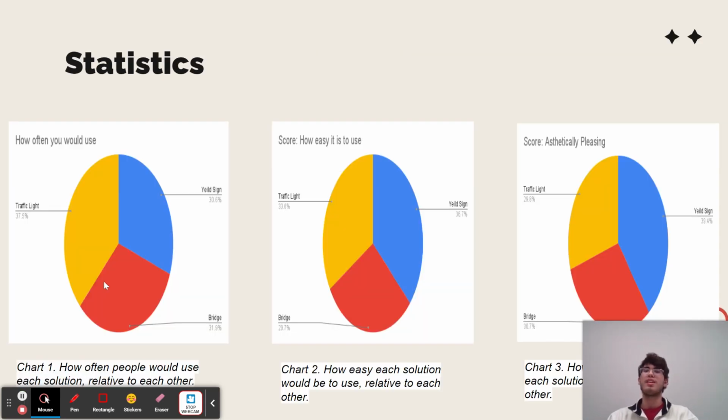So let's talk about statistics. We want to evaluate which one was the better prototype. So we did a survey with random Purdue students to decide which one they prefer. We asked them how often they would use it, how easy it is to use, and how aesthetically pleasing it is. As you can see, the sign and the traffic light systems were the best. So we decided to combine these two prototypes to create a final prototype.